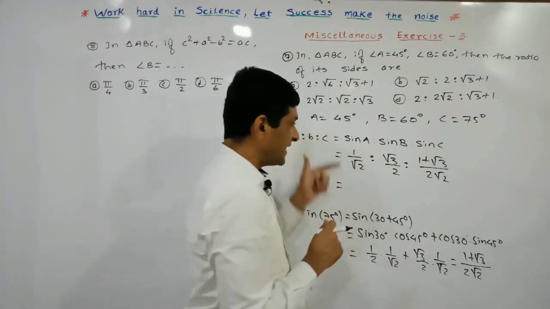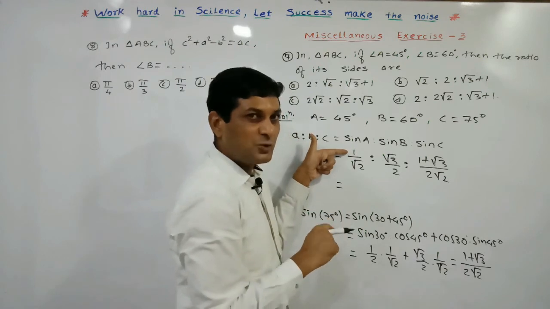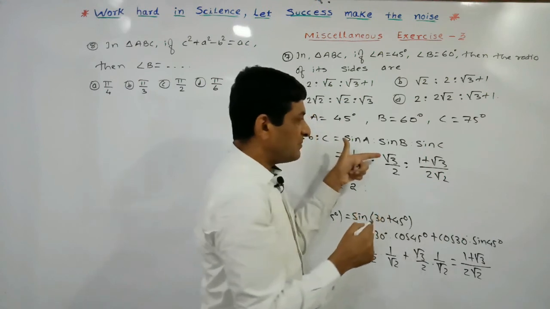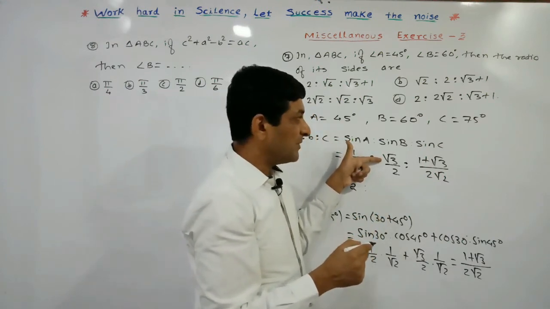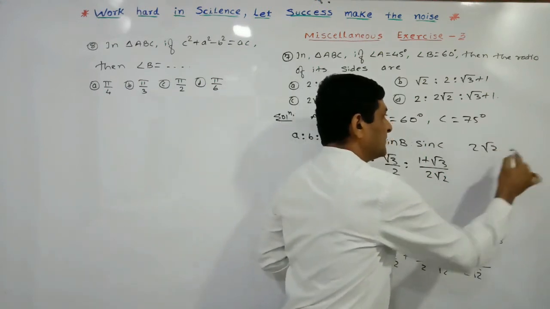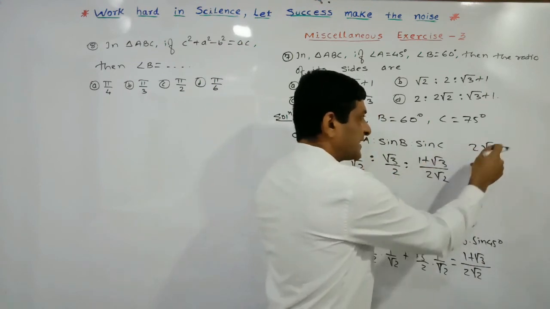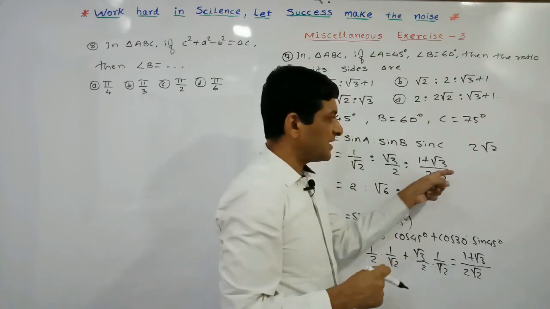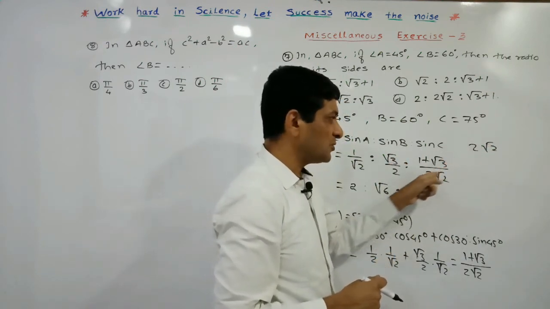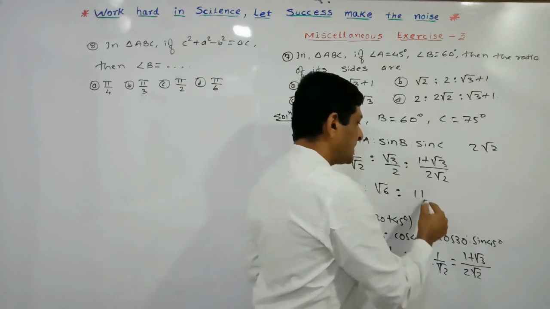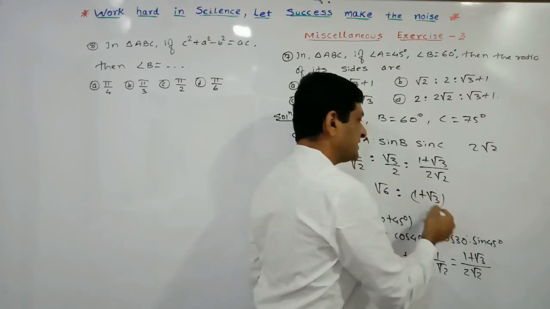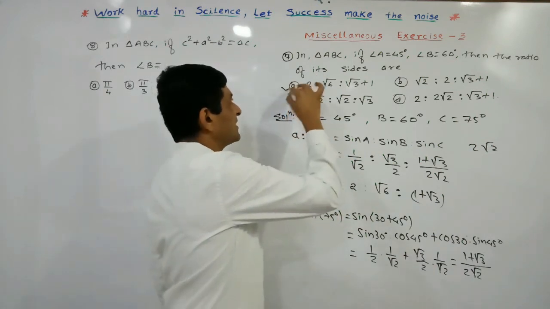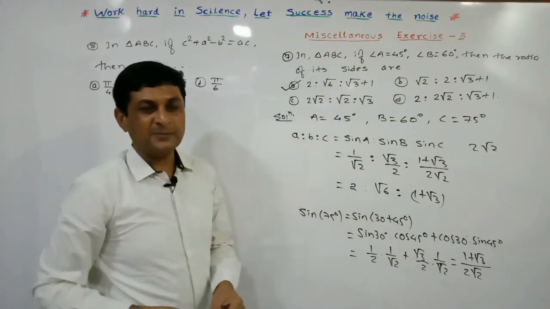Let us see what we will get. If we multiply the first term by 2 root 2, root 2 will get cancelled, and 2 will be the remaining term. If I multiply the second term by 2 root 2, here 2 will get cancelled and root 2 into root 3 will become root 6. And if I multiply the third term by 2 root 2, the 2 root 2 will get cancelled, and 1 plus root 3 will be the remaining term, isn't it? So this result appears in the first option. So the first option will be the correct answer.